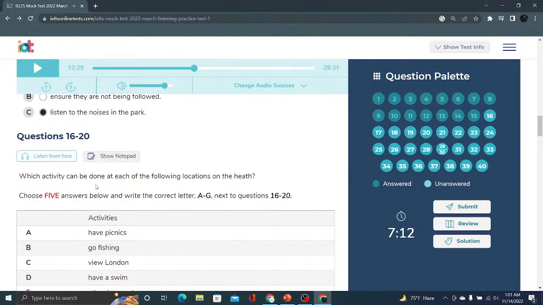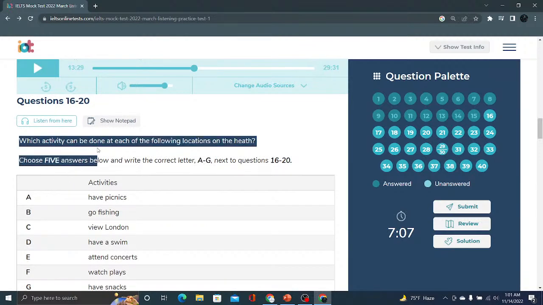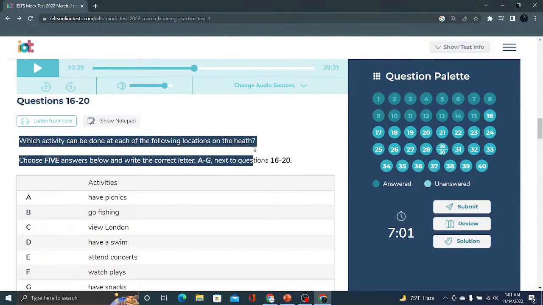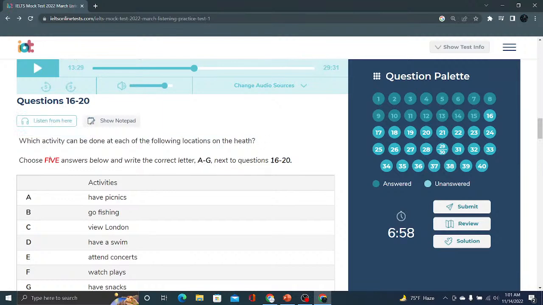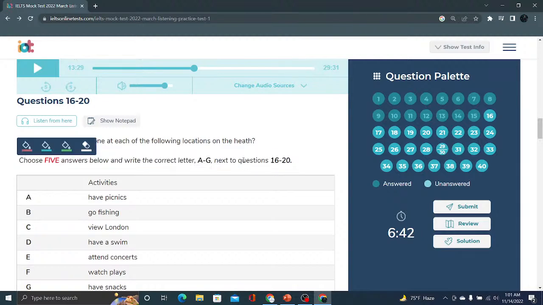Questions 16 to 20. Which activity can be done at each of the following locations on the heath? Choose five answers below and write the correct letter, A to G, next to questions 16 to 20.